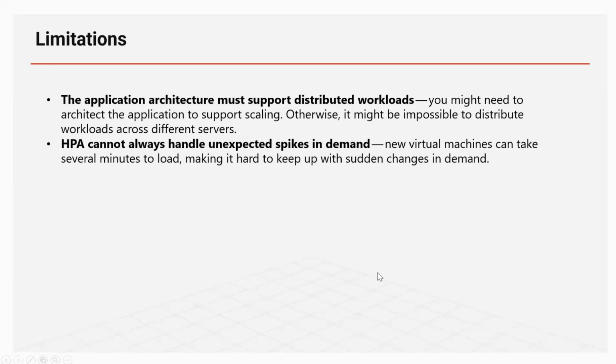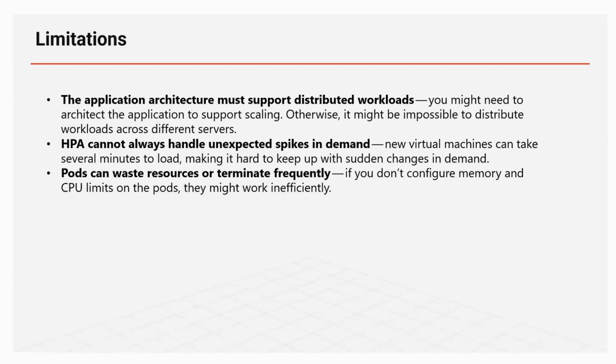And then it cannot handle the spike unexpectedly. So let's say you have a new virtual machine that is making some kind of high demand load. HPA cannot always handle that. Okay, so keep that in mind.